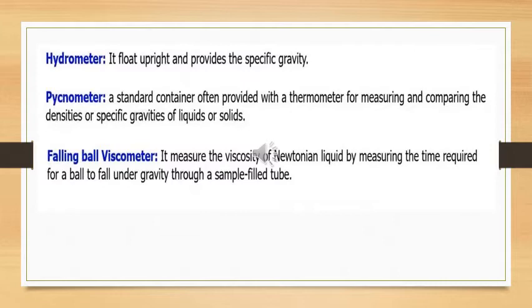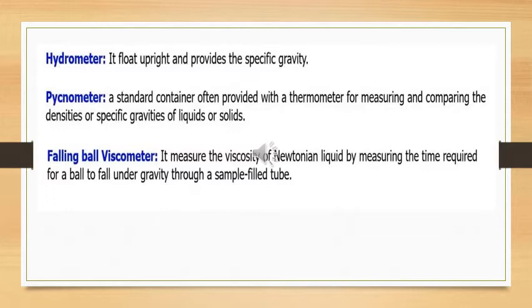For this activity, we are going to use the following instruments: a hydrometer, which we will use to determine the specific gravity. It floats upright and provides the specific gravity. For this activity, we're going to use the universal hydrometer.